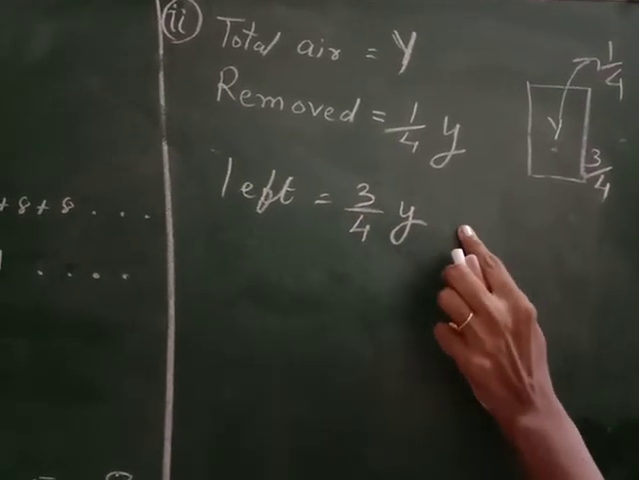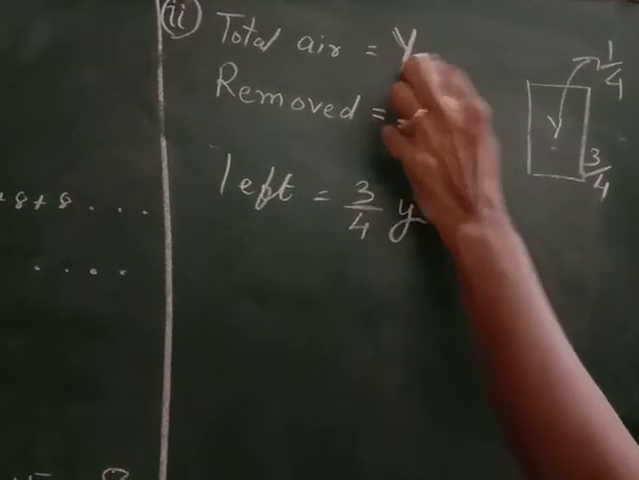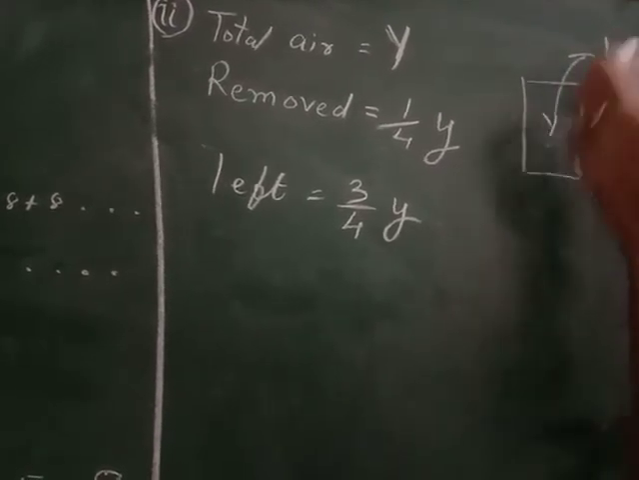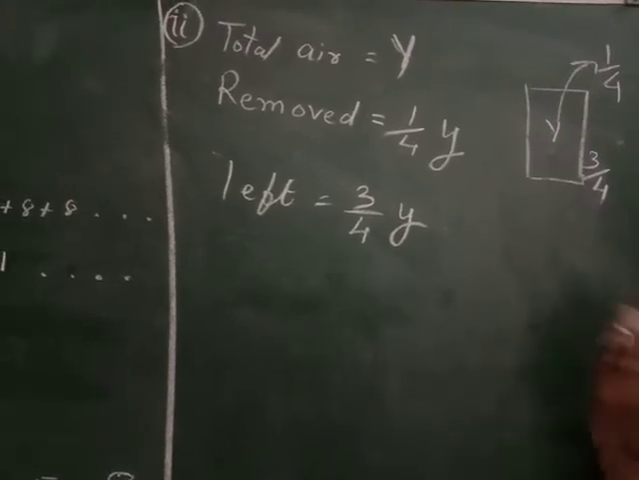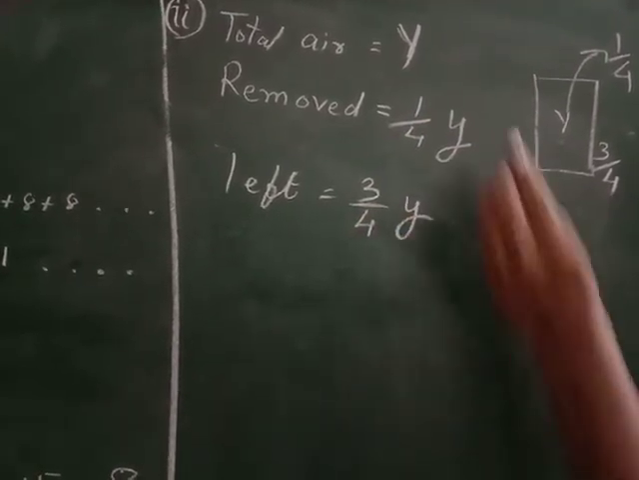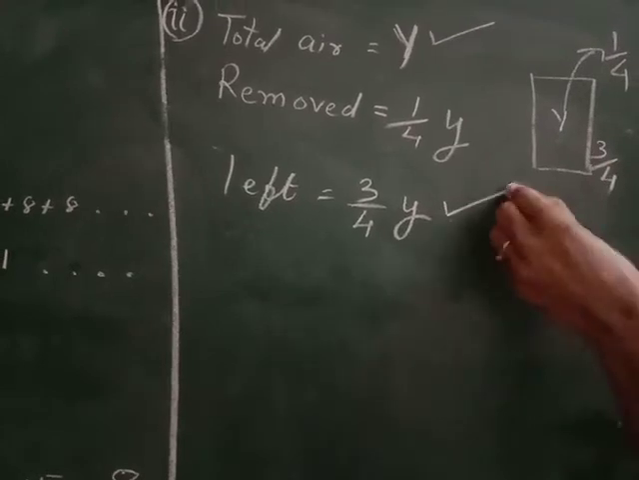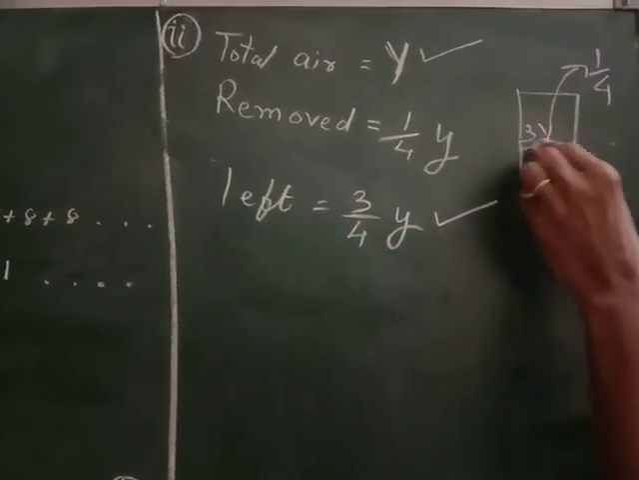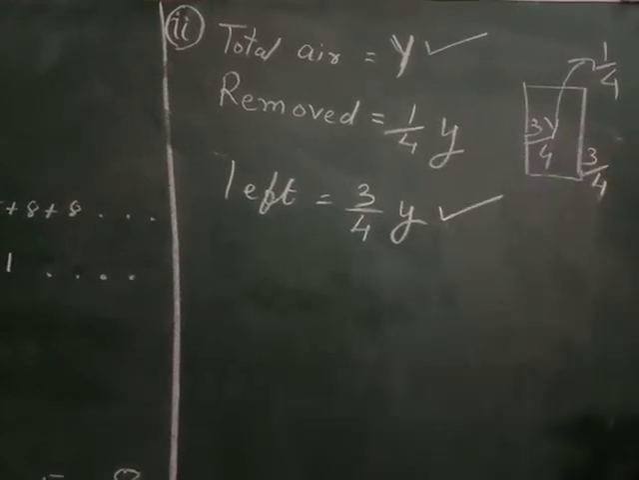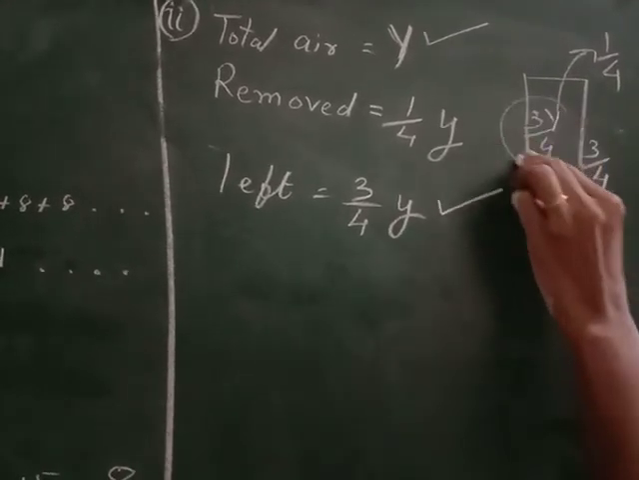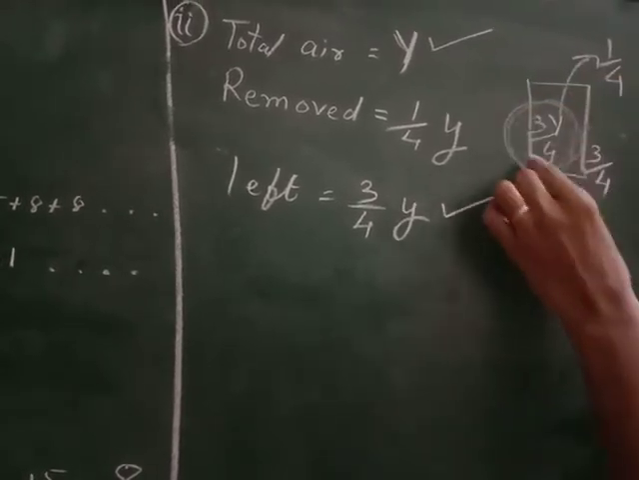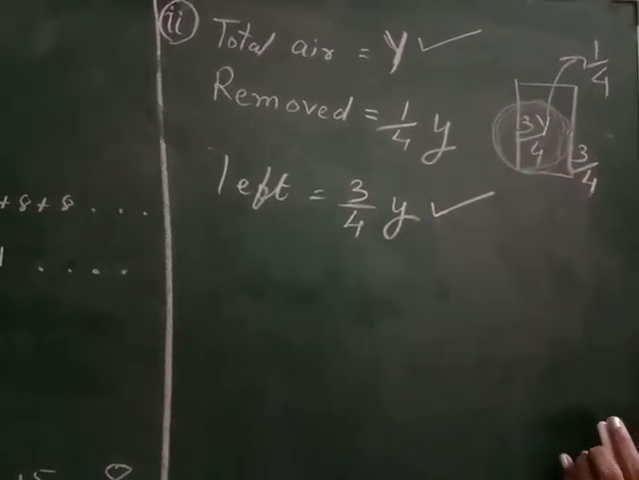I think the question is clear to everybody. Total air is Y. 1 by 4th is taken out. So if 1 by 4th is taken out, 3 by 4th will be left inside. So 3 by 4 is left. So this is my first term. This is my second term. Now again, 3 by 4th is left inside. Now again, 1 by 4th of this is taken out. So how much will remain inside?